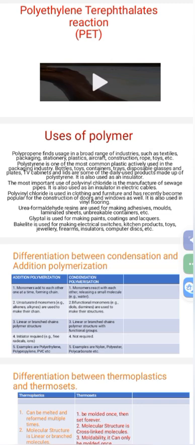It is also used as an insulator. This one is also used as an insulator, the polyvinyl chloride. Majorly, all polymer materials are insulators. Polyvinyl chloride is also used in clothing and furniture. Yes, and recently we have discovered another use of polyvinyl chloride.